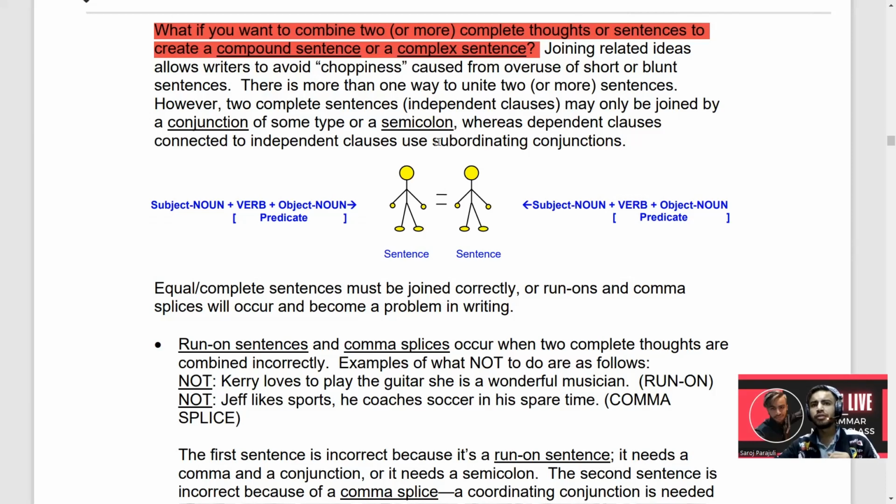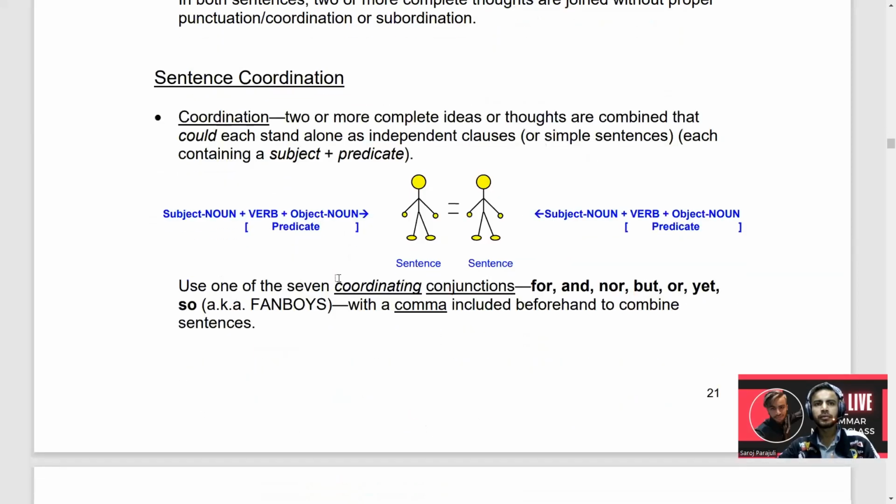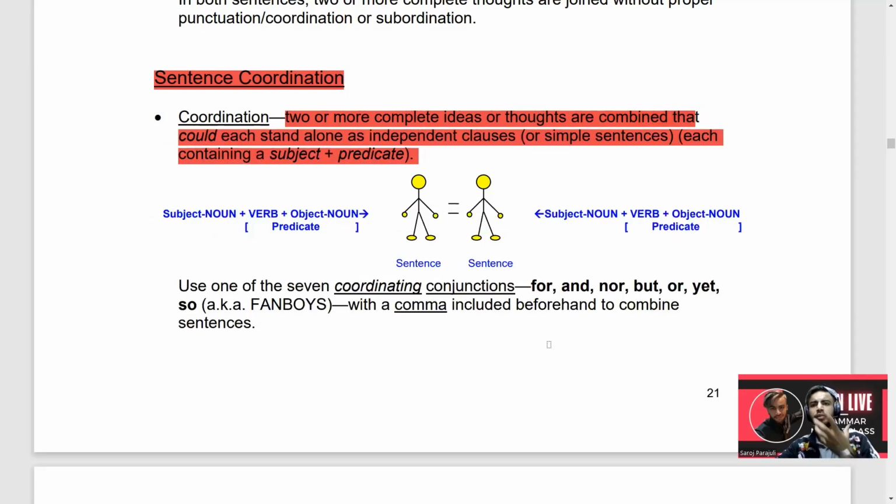Okay, you might think it is a heavy word, but don't take it that way. We will understand this as well. Let's see. Now, what is sentence coordination first? Two or more complete ideas or thoughts are combined that could each stand alone as independent clauses or simple sentences, each containing a subject plus a predicate. Both sentences must have a subject and a predicate as well.